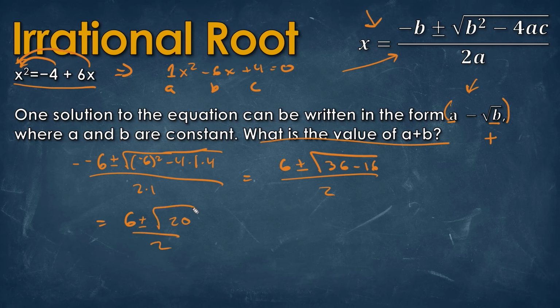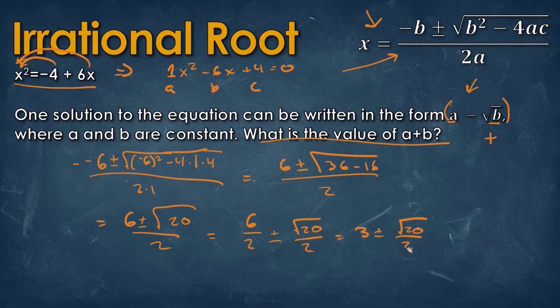Now this is not in the form of a minus the square root of b, so we need to simplify this even more. We can simplify the 2 and put that in fractions for both of our items. So we're going to get 6 over 2 plus or minus the square root of 20 over 2. That's going to simplify to 3 plus or minus the square root of 20 over 2.